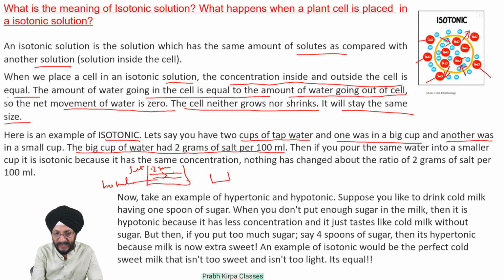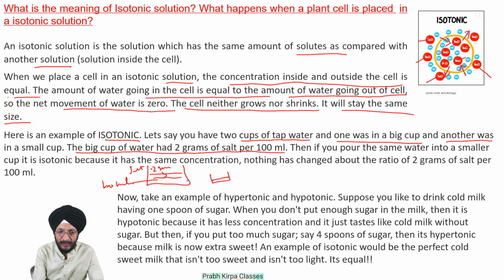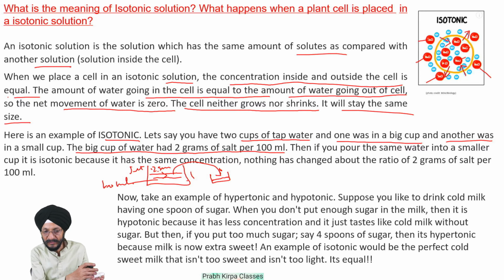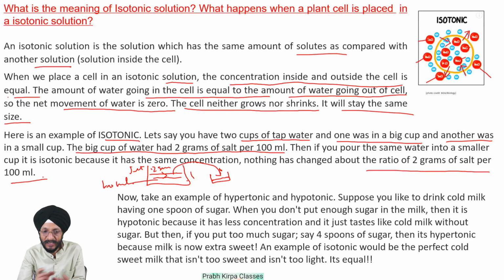Then we take some of this solution in this smaller utensil or smaller cup. We have poured this solution into this solution. So the concentration of the salt in the big cup as well as in the small cup is the same. There is no change in the ratio of salt as well as water. So this is an example of isotonic solution.